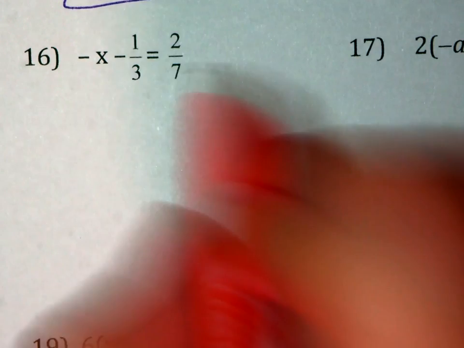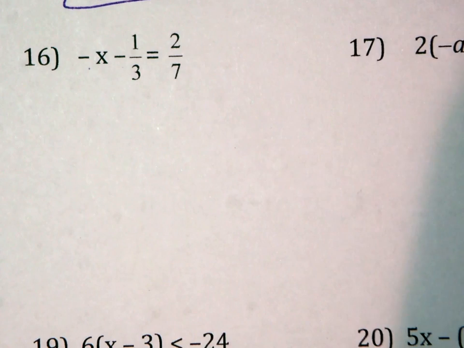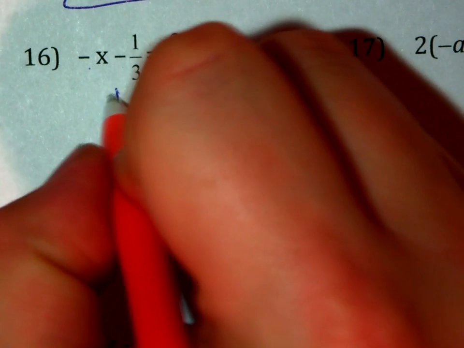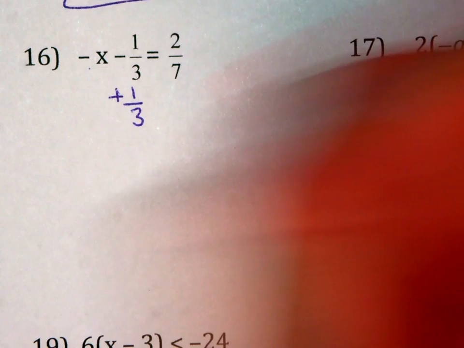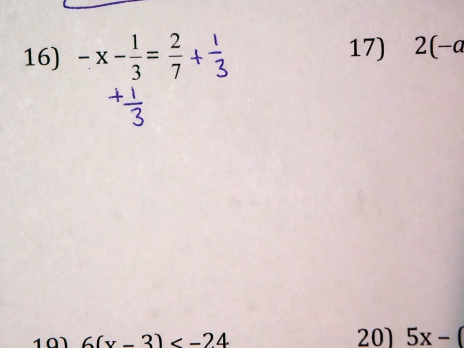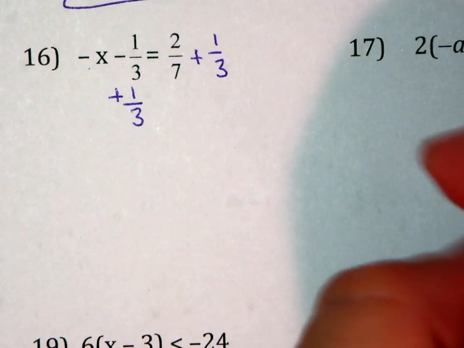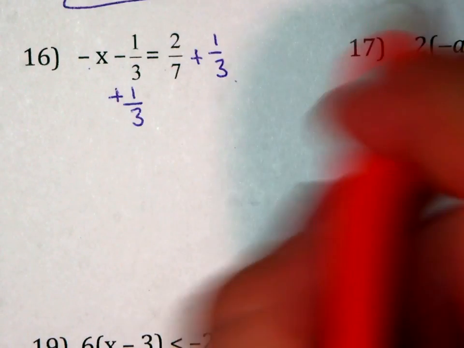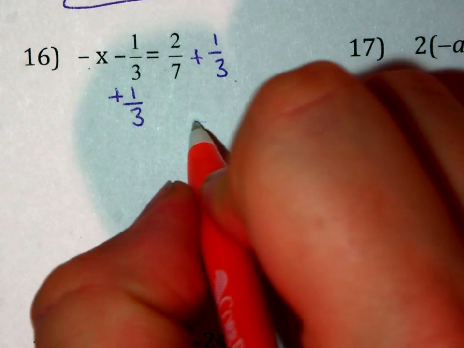Number 16, we have a negative x minus 1/3 equals 2/7. So I now need to add 1/3 to both sides of the equation. And I like to keep my fractions lined up just because it helps me to see them more clearly. Now in order for me to add two fractions, I need a like denominator. So 21.